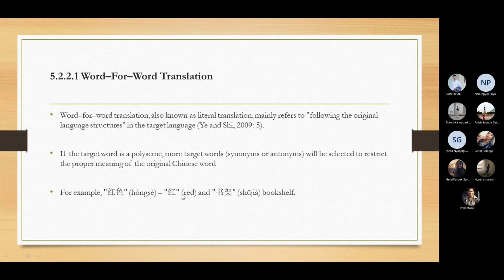And when we translate this word, it is the bookshelf. I'm so sorry, because I don't know about the Chinese language. So this is our overall picture about the Chinese translation.